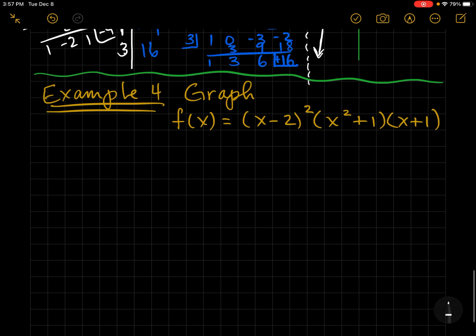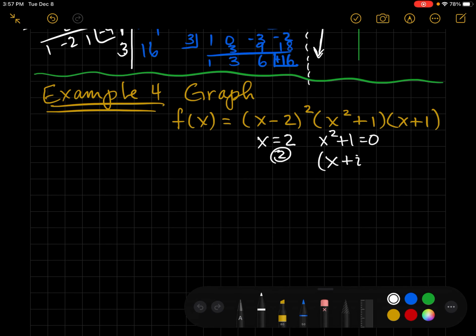Alrighty, let's do one last graph. I've already factored this one for you. So if we look here, we have x equals 2 with multiplicity 2. Here, x squared plus 1 equals 0. If we were to factor that further, we would get x plus i.